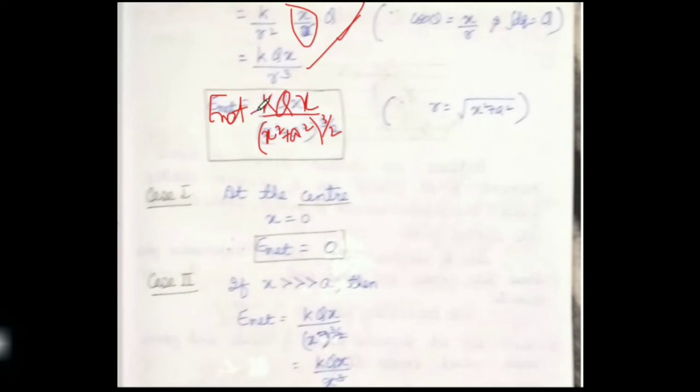E net is this one. Now there are different cases. What is the field at the center of the ring? At the center of the ring, distance x is 0. So you put x equal to 0. Then what does this equation become? This x is also 0, so the net electric field is 0, right?